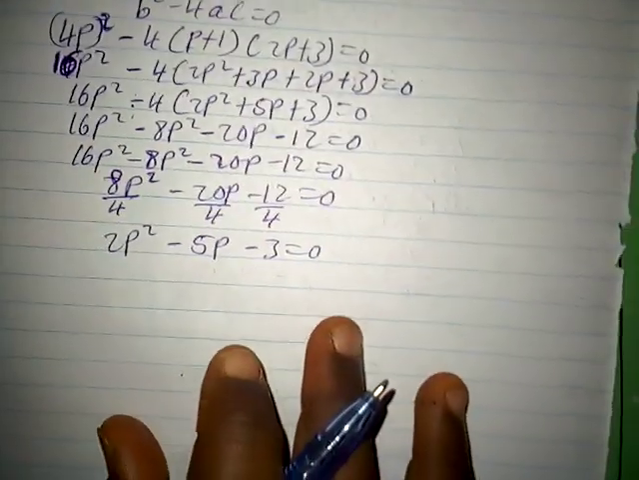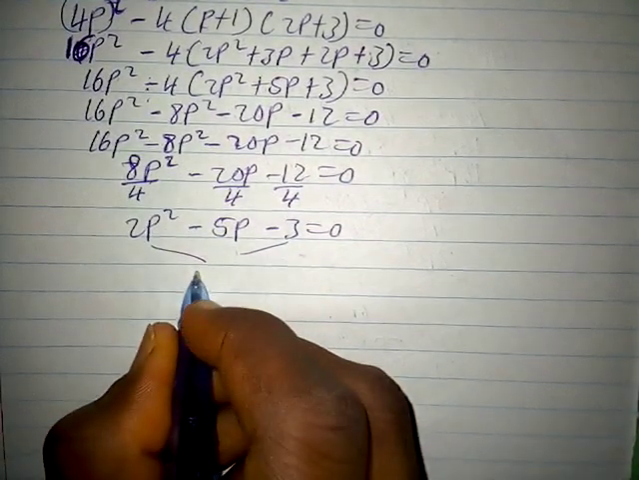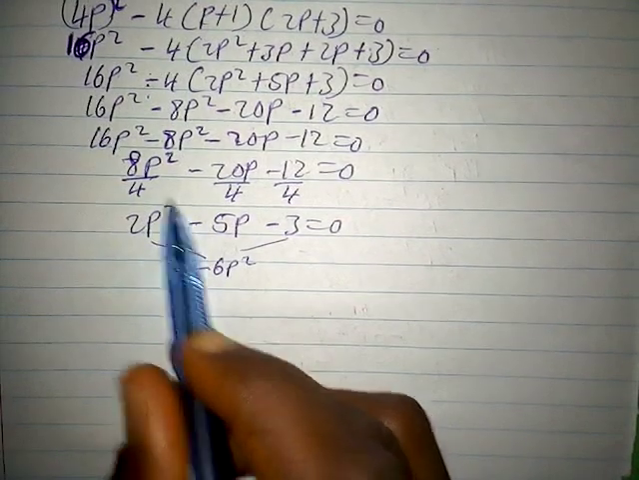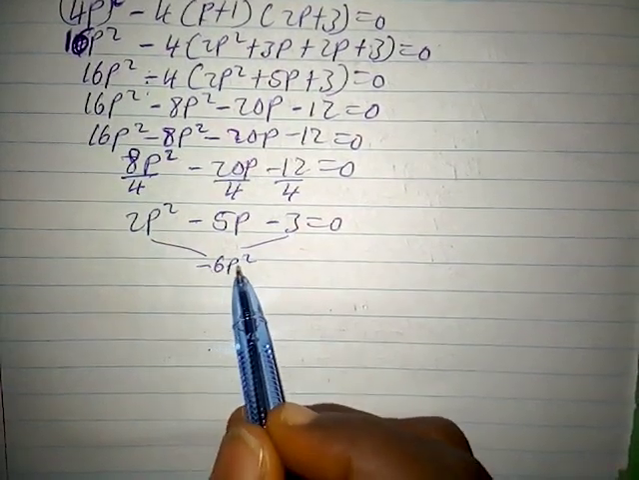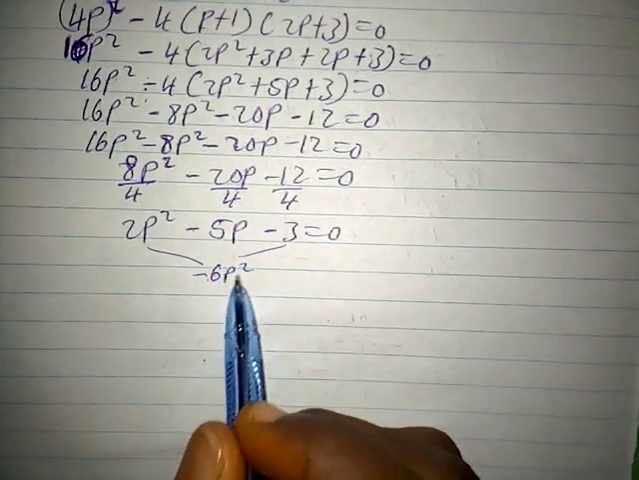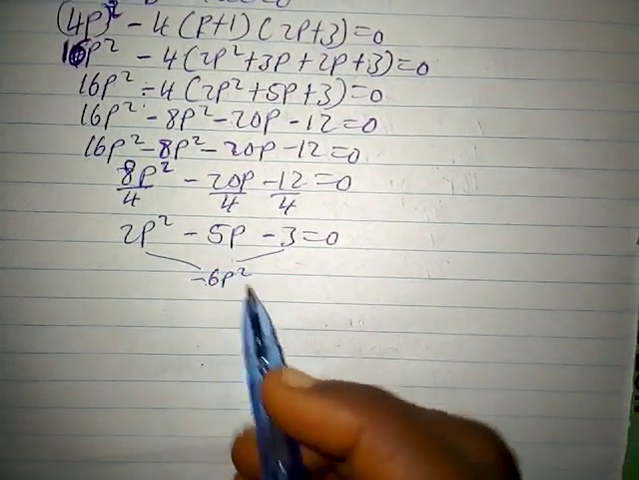Now that we have simplified the quadratic equation, we solve it. We are going to find two terms. When you multiply the first term and the last term, that's going to give you minus 6p squared. If we multiply them, it's going to be minus 6p squared, and if we add them or subtract, it's going to be minus 5p.